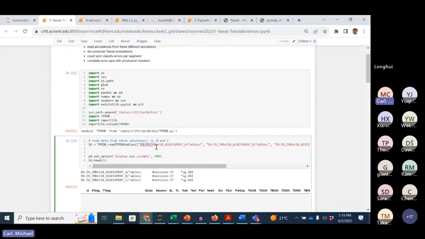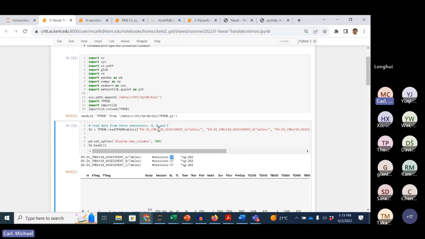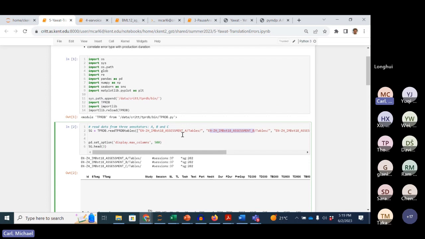Longhui was talking about 3 annotators: annotator A, annotator B, and annotator C. And they all annotate the same segments. They had 202 segments from 32 sessions. And this is all this interpretation data. And it just means we had a different study for each of those 3 annotators. And the only difference between those 3 studies is that they have different kinds of labels in the Yawat column.